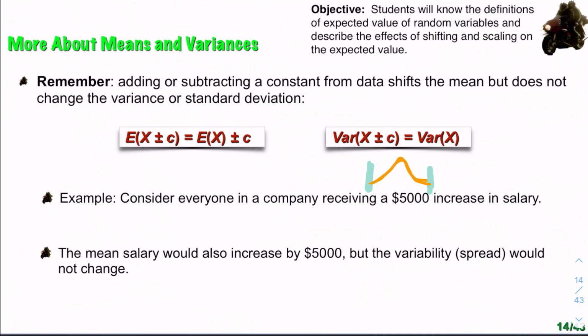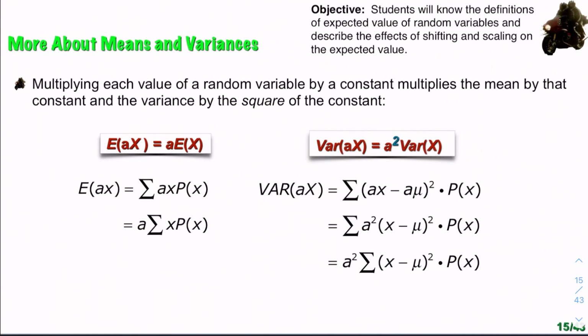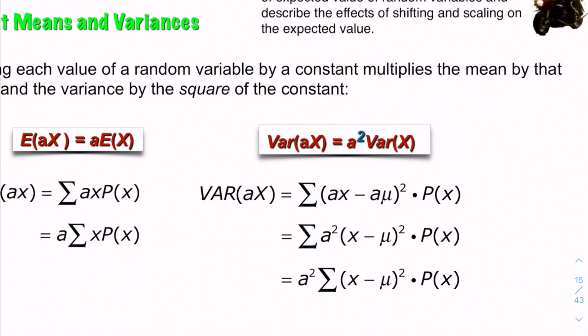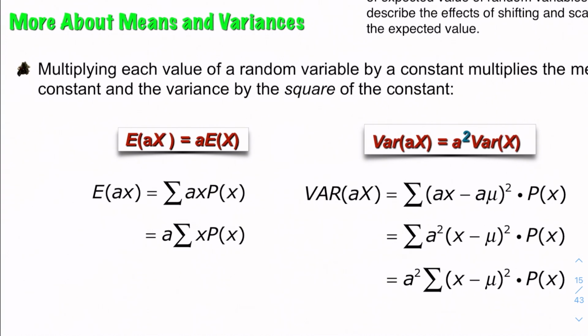Consider, for example, everyone in a company receiving a $5,000 increase in salary. That would be amazing. The mean salary would also increase by $5,000, but the variability, which is the spread, doesn't change, because everyone got that shift, so there's no change in the difference between the highest paid and the lowest paid. When it comes to multiplying by specific values, this is what affects both, and it doesn't affect it in the way you think. So multiplying each value of a random variable by a constant multiplies the mean by that constant, and the variance by the square of the constant.